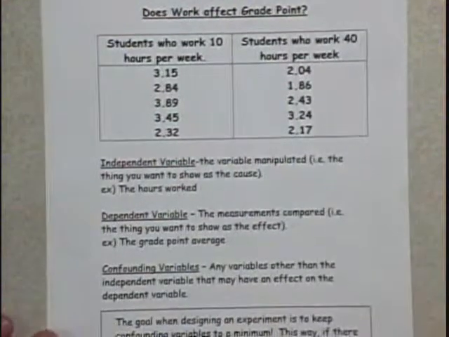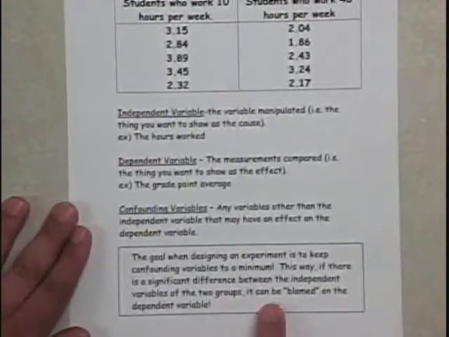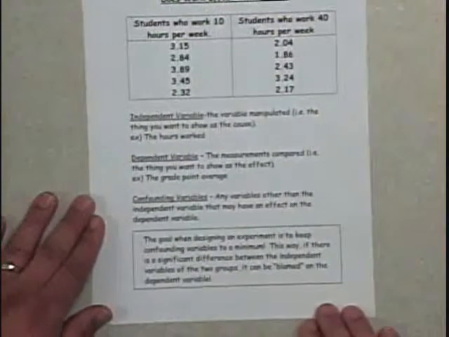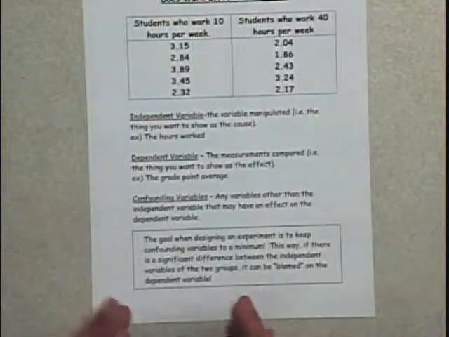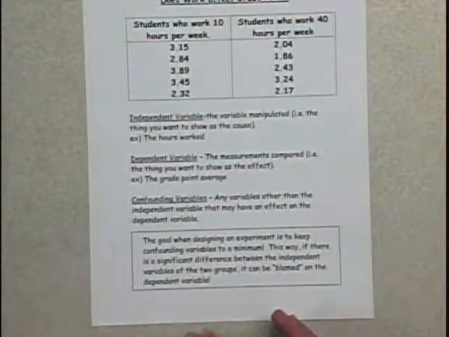Okay? And the goal of the experiment, when you design an experiment here, is you want to keep all the confounding variables to a minimum. Any confounding variable that you're able to control, you want to have that under your control, and you want to keep them the same between the two groups.